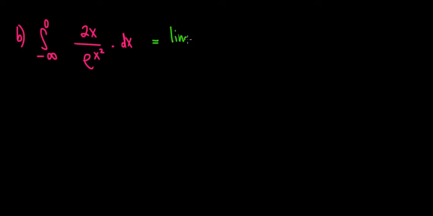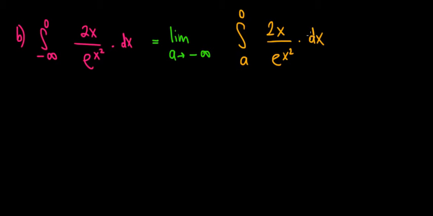So we will have the limit when a approaches negative infinity, and we're going to substitute a into this lower boundary. So we're going to have the integral from a to 0 of 2x divided by e to the power of x squared times dx. Now, what do we do from here? We said that we're going to use substitution, so let's see what we can substitute. Well, we can substitute x squared with a u, because the derivative of that is going to be 2x. So we can see the relationship, the connection that we're looking for.